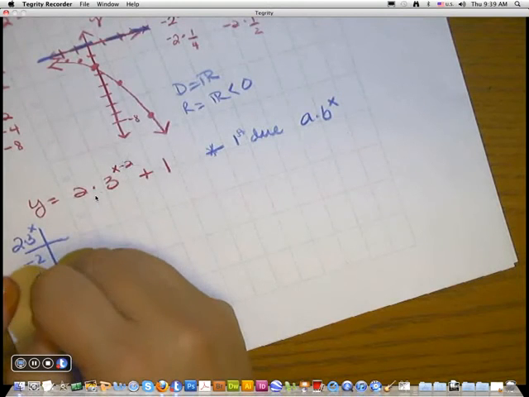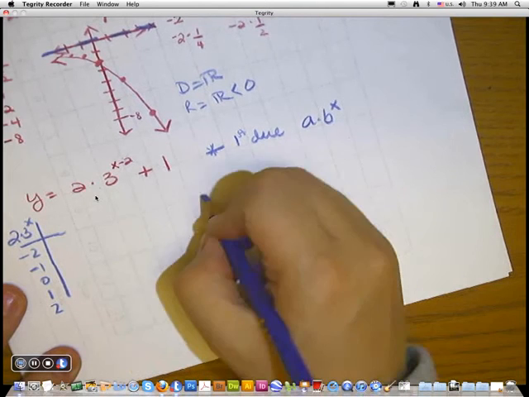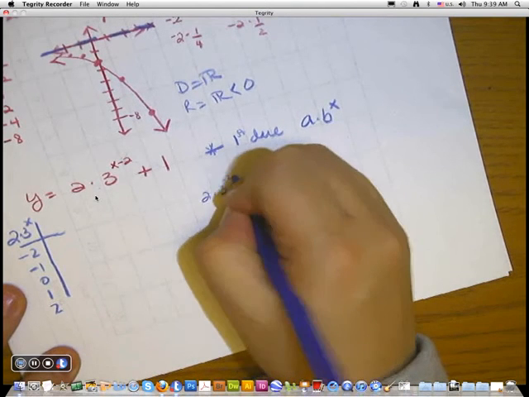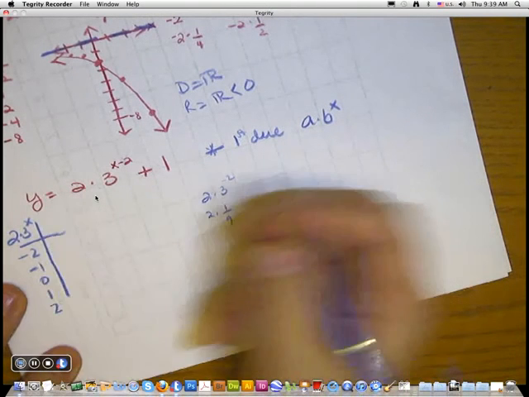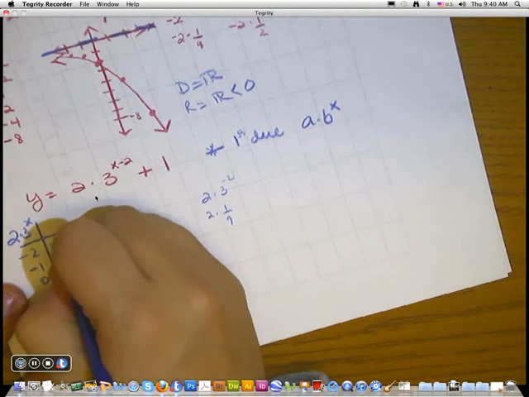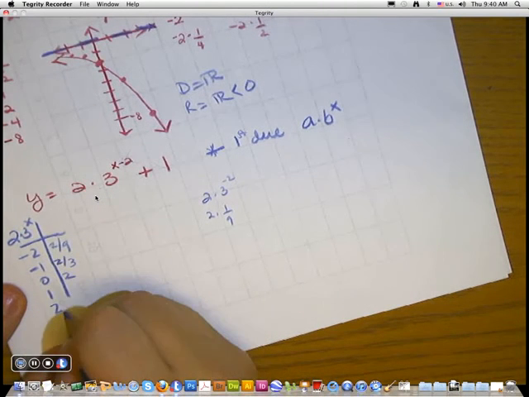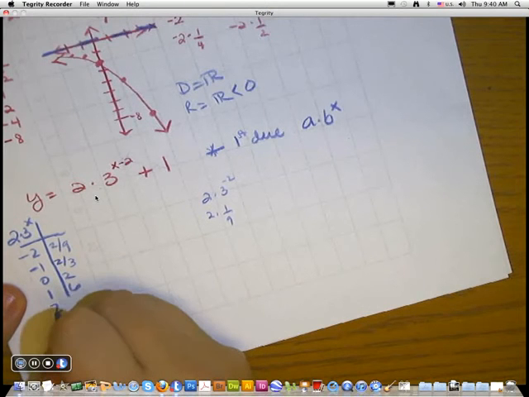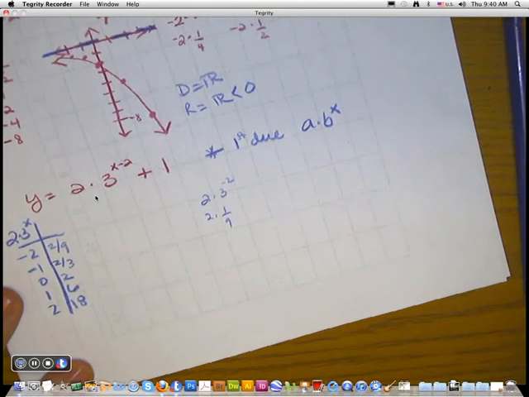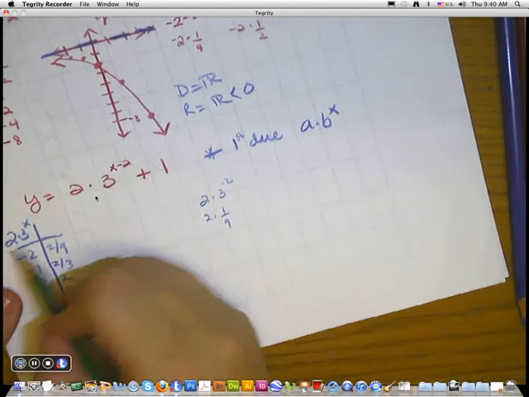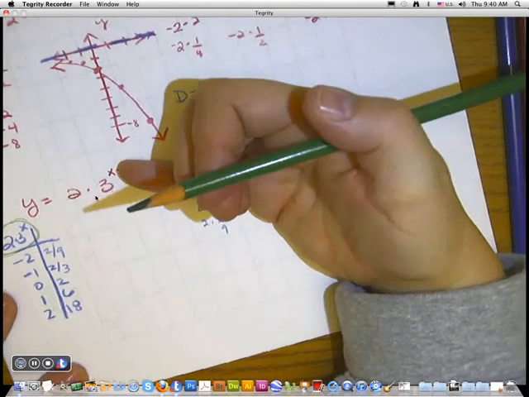And I'm going to do x values -2, -1, 0, 1, and 2. When I plug in a -2, if you need to do the side work, feel free. So this is 2/9. The -1 will give me 2/3, 0 will give me a 2, 1 gives me a 6, and the 2 gives me an 18. Alright, so that's just doing the parent function, a times b to the x. We ignore the h and k.